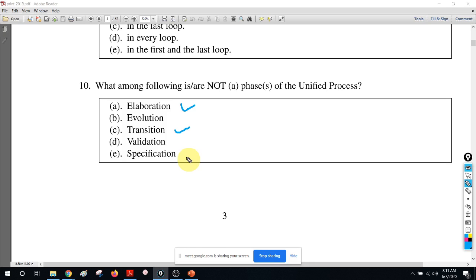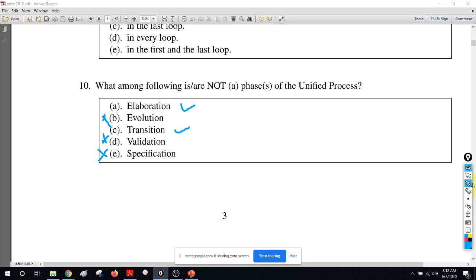A and C. Okay, so they have taken E also. Sorry, what they are asking is the one that is not correct. So the answer is B, D, and E, right? B, D, and E, because elaboration and transition are part of the phases. Remember what are the phases? Inception, elaboration, construction, transition. So those are the phases.